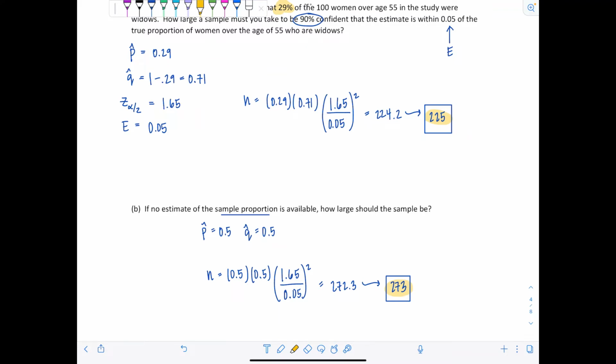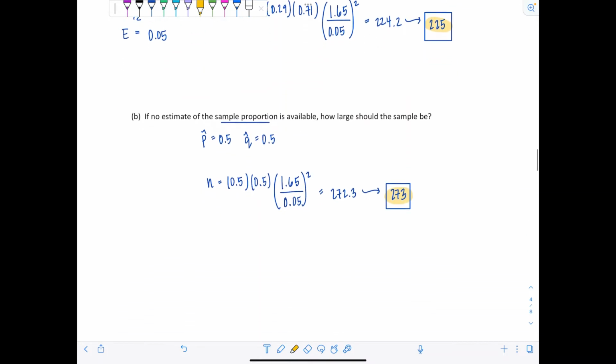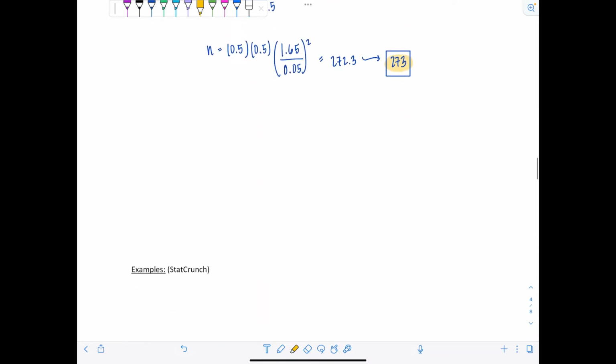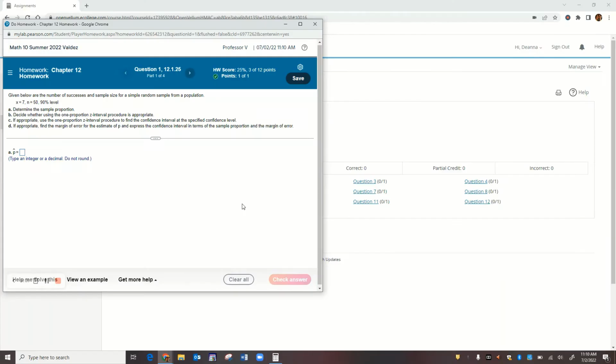Okay, good. So this is telling you the minimum sample size to guarantee the error is less than what they wanted, less than, in this case, 0.05, but your error could always be even less than that. Okay, good. So that concludes all of the confidence intervals. Let's hop into StatCrunch and see how to work with that there.